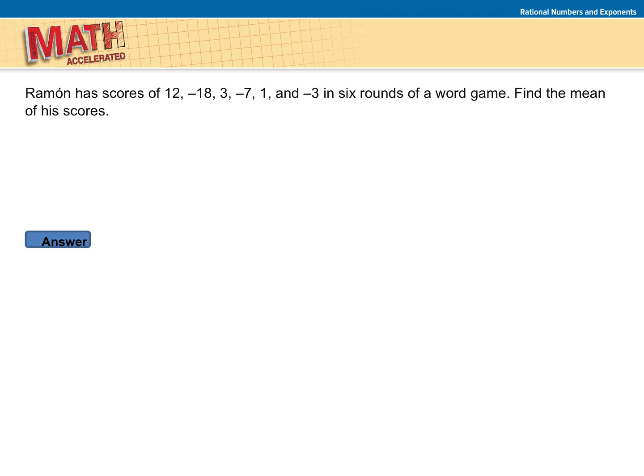Ramon has scores of that set of data in 6 rounds of a word game. We want to find the mean or the average of those. So how do we find mean and average again? You add them all up and then you divide. Yep. So first step is add them all up, right? So we have 12 plus -18. What I write down, you write down. Plus 3 plus a -7 plus 1 plus a -3.